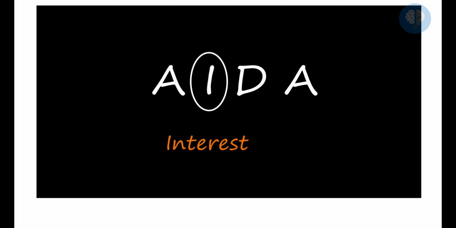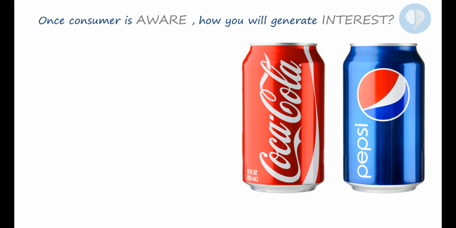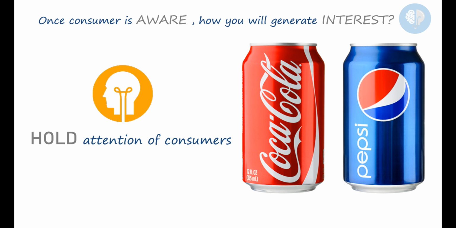Now we come to second stage, which is I, means interest. Once consumer is aware about your product, then how will you generate interest? Because at this stage, consumer is also aware about your competitor brand. So you should hold the attention of consumers in this stage, which you have generated in attention or awareness stage.